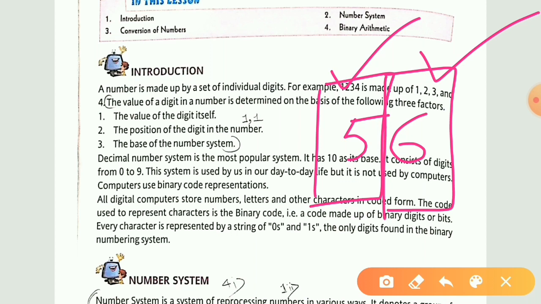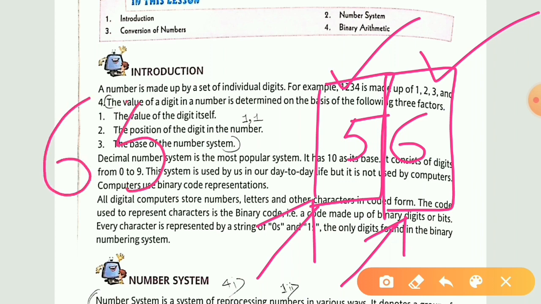The second one, the position of the digit in the number. It means your 6 is placed at the unit position, and your 5 is placed at the tens position. If we just reverse their position, if I write down 65, then the number of digits is the same, the type of digits is also the same, the value of digits is also the same, but their position has been interchanged. And because of this position only, your whole number changes. So these are the first two main things that we have to determine.